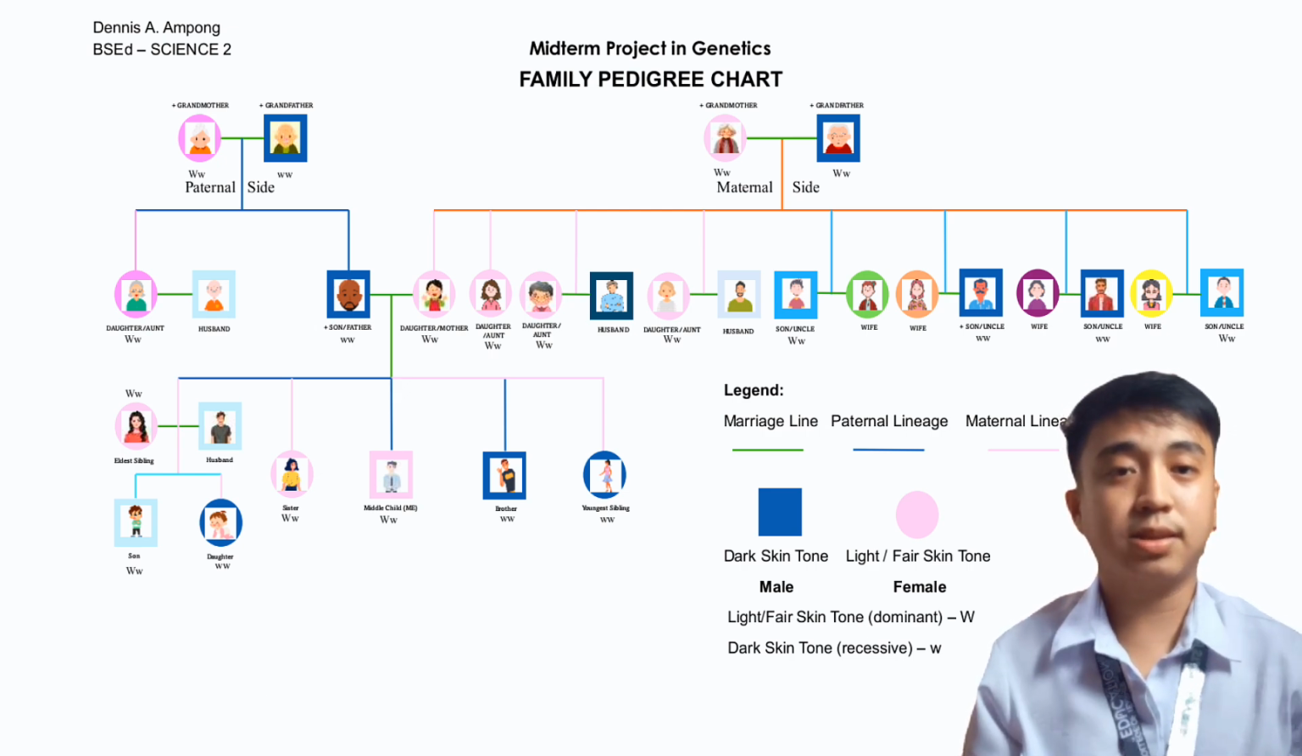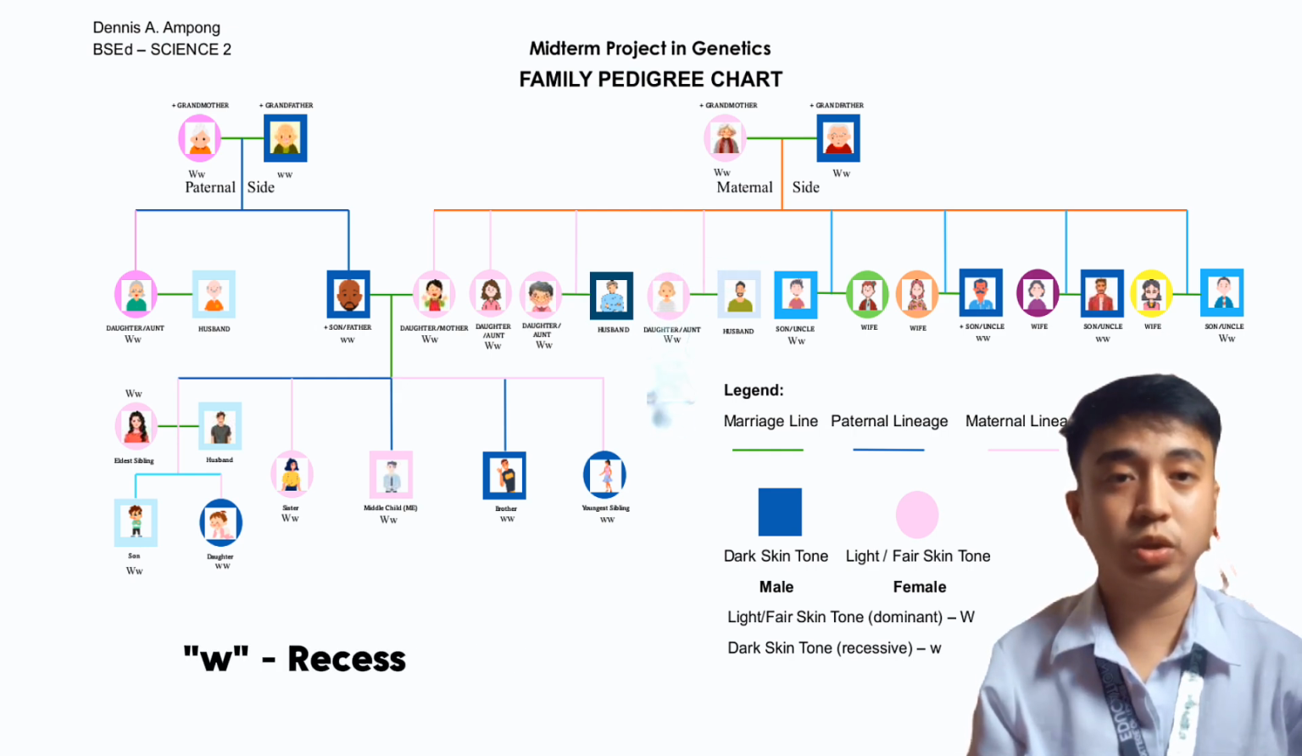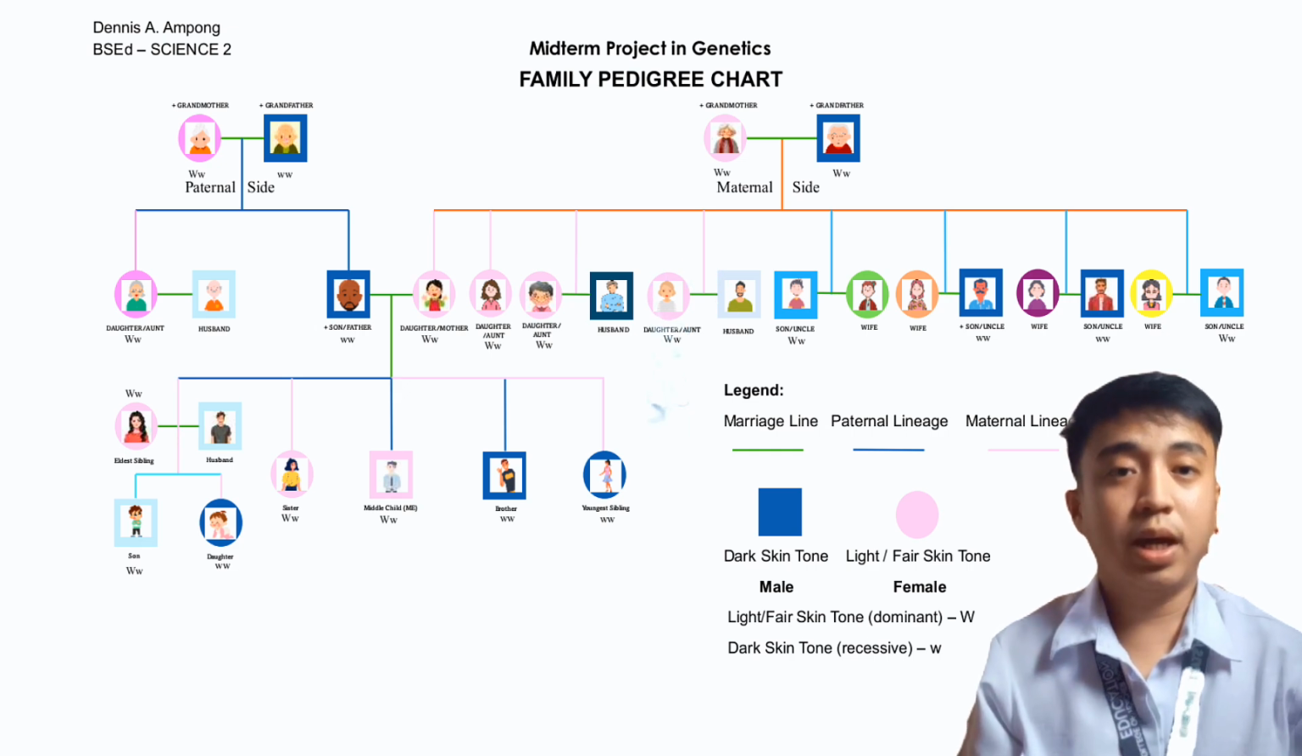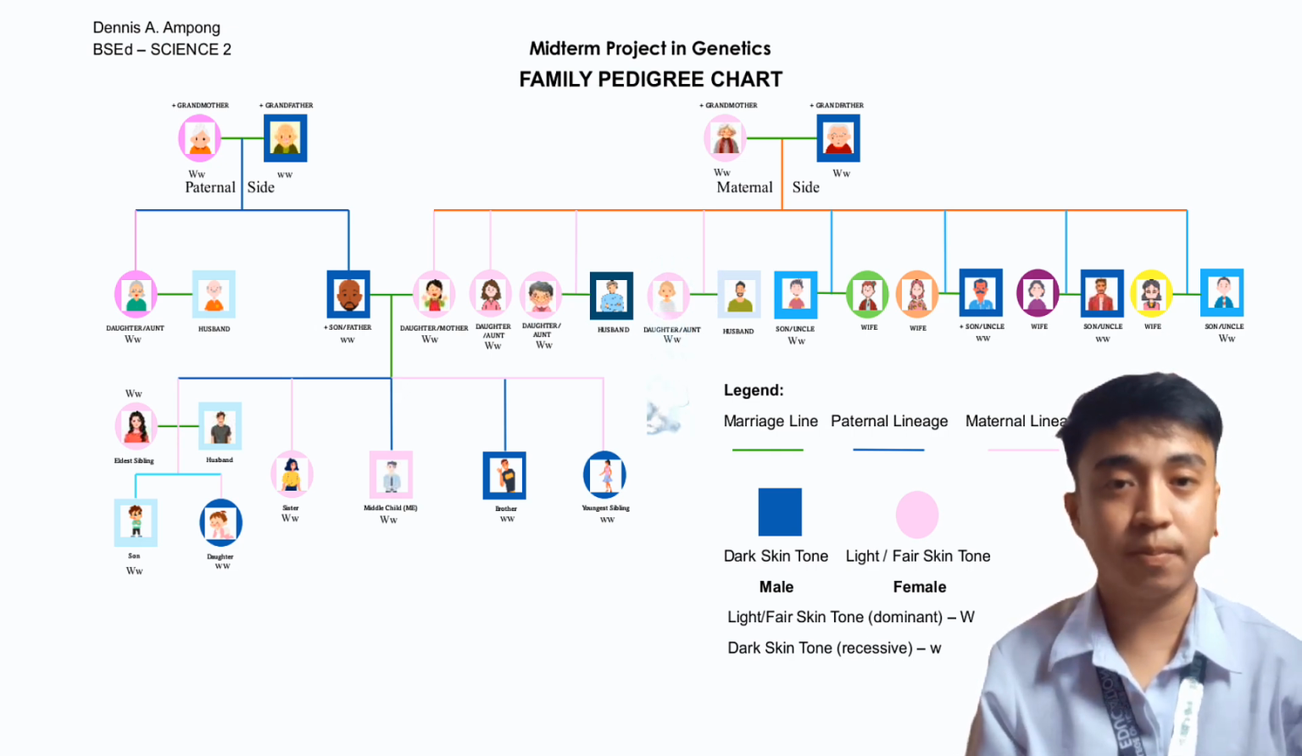Let's now analyze the dominant and recessive traits in my family for skin tone. The dominant allele represented by capital letter W results in a fair skin tone, while the small letter w leads to dark skin tone when inherited in two same copies of the allele. Here are examples of my family members and their skin tone traits.